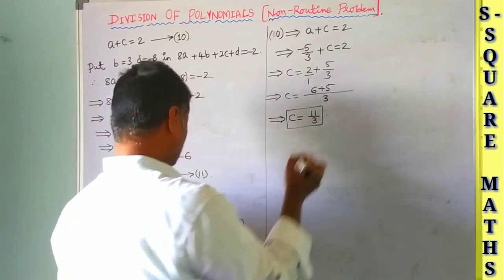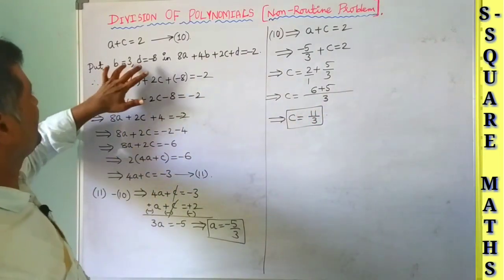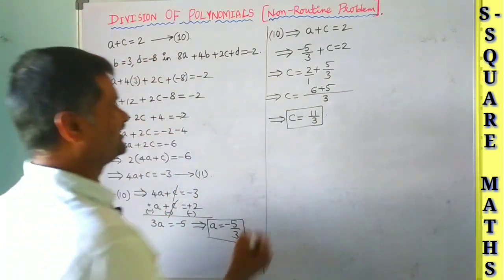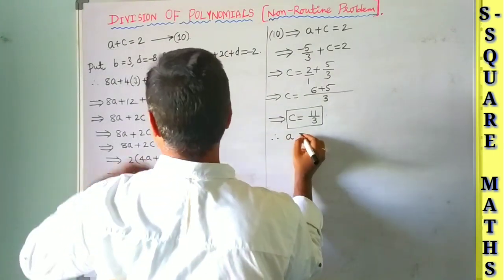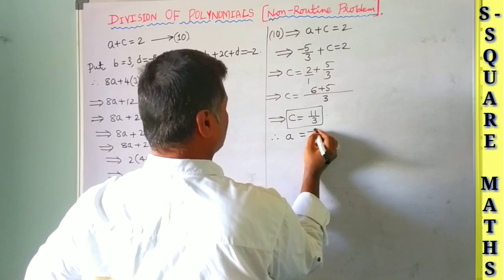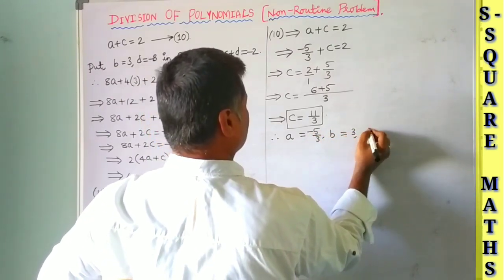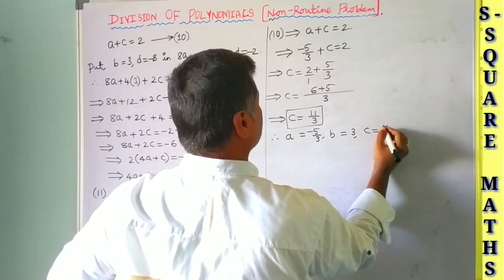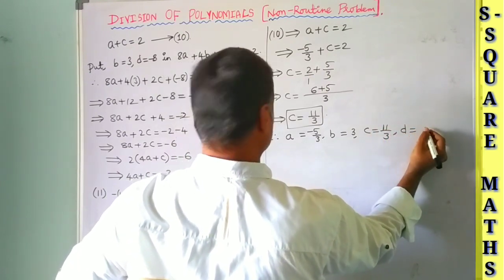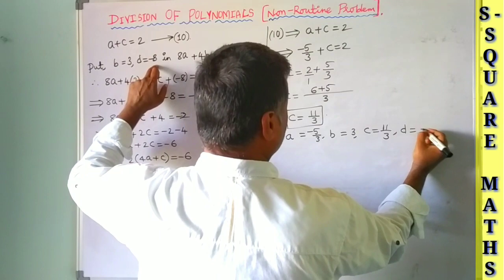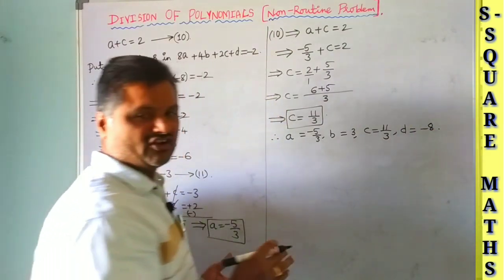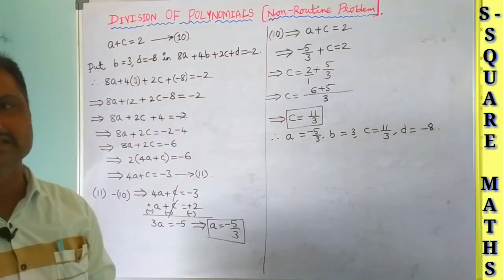So here A value, C value. Next B value and D value we previously got. Therefore A is equal to minus 5 by 3, B is equal to 3, C is equal to 11 by 3, and D is equal to minus 8. So finally we got the values of A, B, C, D.